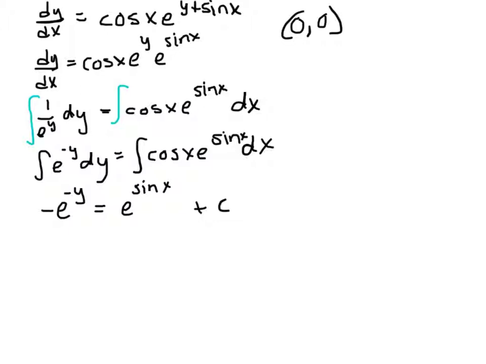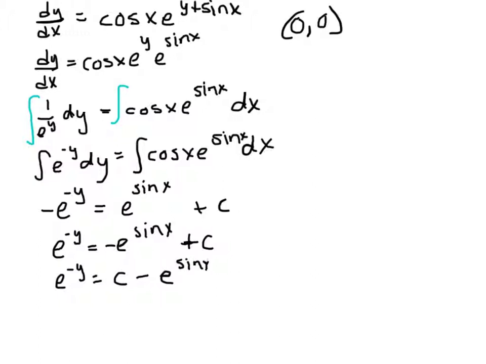So what we're going to do is multiply both sides by -1. So e to the negative y equals, we'll make that a step, negative e to the sine x minus c. Now technically I can leave this as a plus c, because it's just a constant, we don't know what it is yet. It doesn't matter if it's positive or negative, because when we solve for that later on, it'll adjust itself. Let's go ahead and rewrite this. E to the negative y equals c minus e to the sine of x.